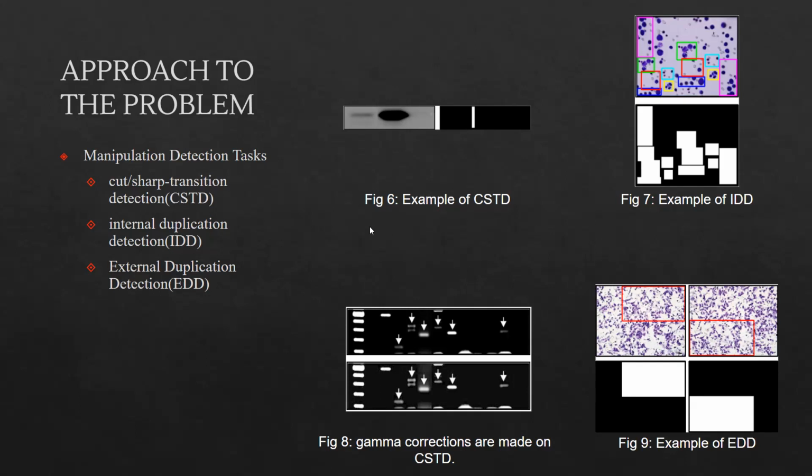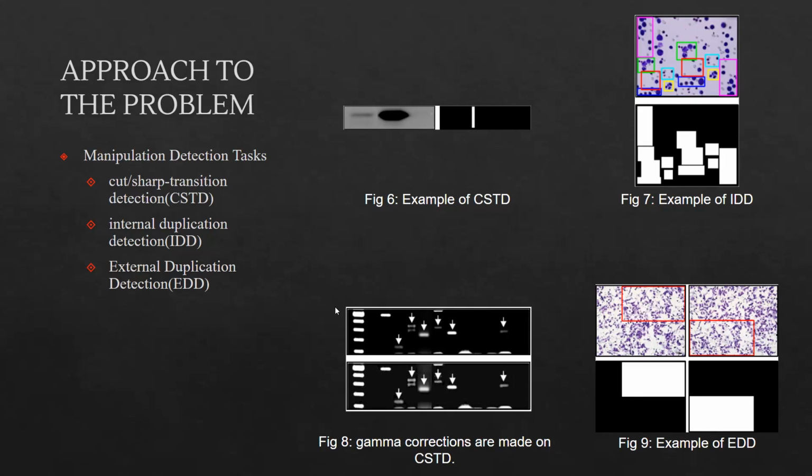I'll explain the CSTD in a more detailed manner. Basically, blot or gel images do not show any clear distinction between the authentic background and spliced foreground, making it difficult to identify that foreign patch. So for that reason, which I briefly explained, they used gamma correction to differentiate between the light or dark manipulated regions, so that manipulation can be seen easily.